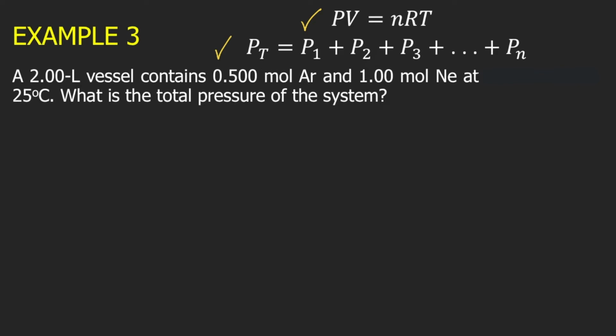Now, if you read the problem, it does not give us the partial pressures. Instead, it gives us the moles of the gases. So we have 0.5 moles of argon and 1 mole of neon. So the first step you need to do is to actually solve for the partial pressure of argon and the partial pressure of neon.